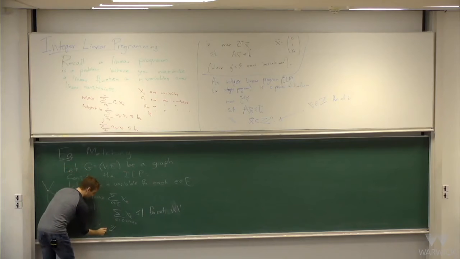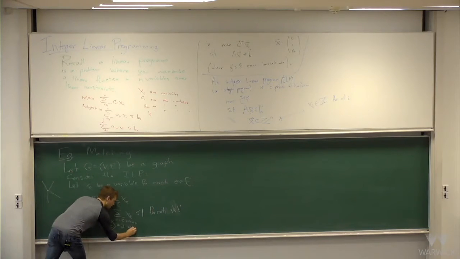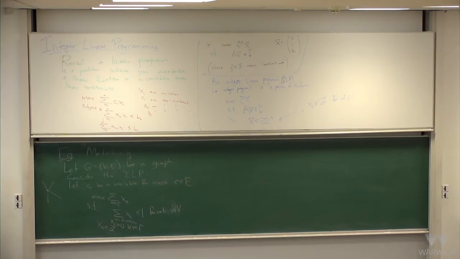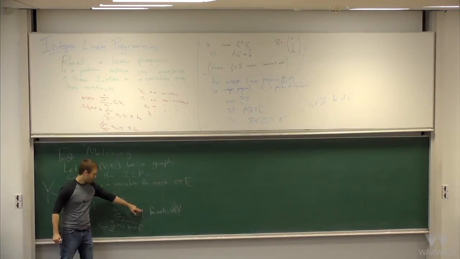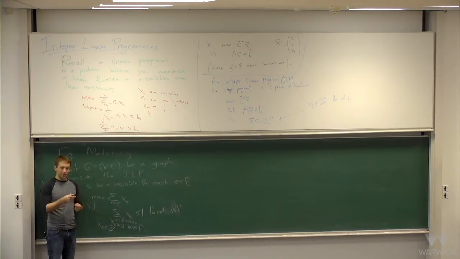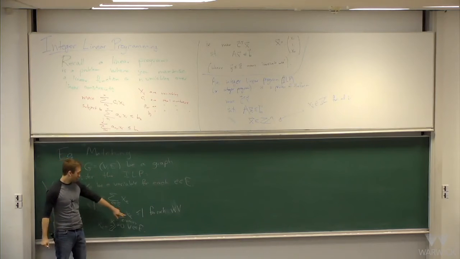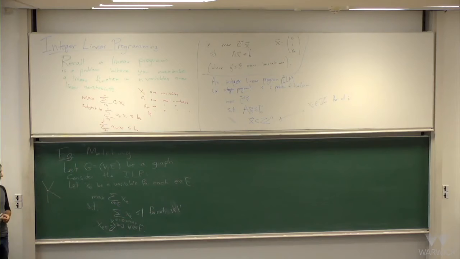And I don't want to use negative numbers, so I want to say that xe has to be at least 0 for all edges. Sorry, this got a bit messy, but right. If every edge has to have a value at least 0, and you have this constraint, then actually, if you think about it, every edge has to get a number either 0 or 1, because if any particular edge got 2, you would violate this constraint for both of its endpoints, right?